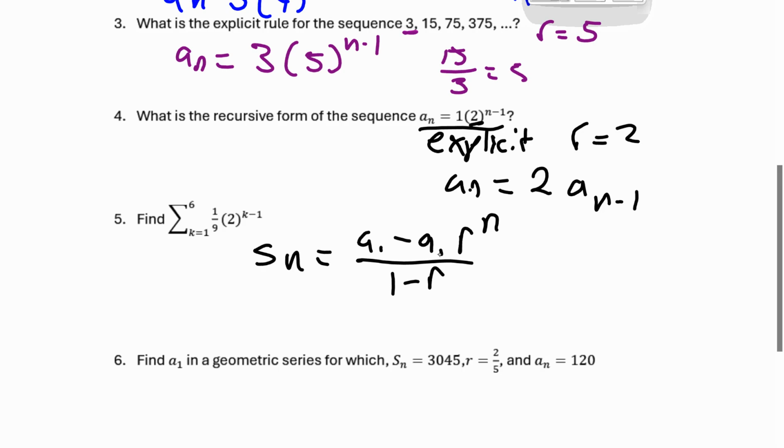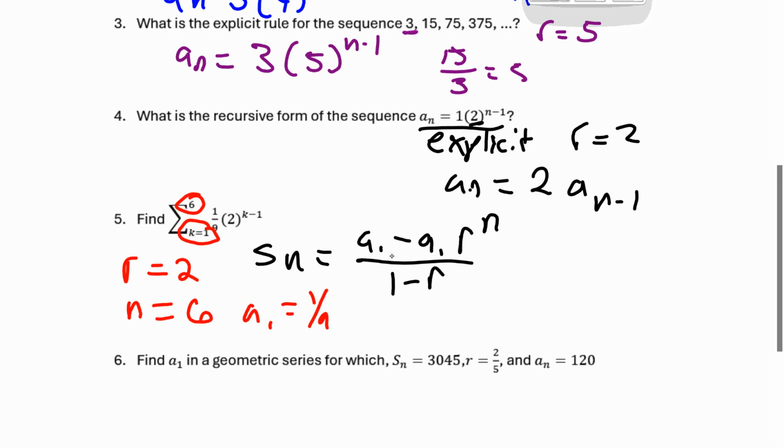So that's the formula I'm going to use because I know what my R is. I know what my n is. My n starts at 1 and goes to 6. So 1 to 6 is 6. Right, so 1, 2, 3, 4, 5, 6. That's 6 different numbers, so n is 6. Okay, and then my r is 2, and my a sub 1 is 1/9.